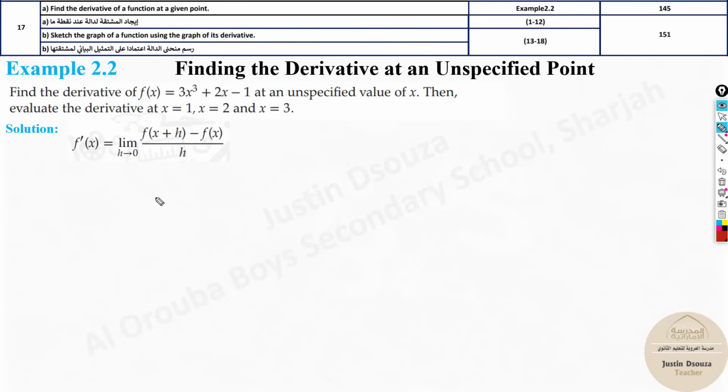Now how do you do this? We need to first, we have f of x given. f of x equals 3x cubed plus 2x minus 1. What is f of x plus h? Here, wherever x is, we put x plus h. That's it. It becomes 3 times x plus h the whole cube, plus 2 times x plus h, minus 1. This is f of x plus h. h remains as it is. We will take the limit as h goes to 0. It will be dissolved. So now here, let's do the substitutions.